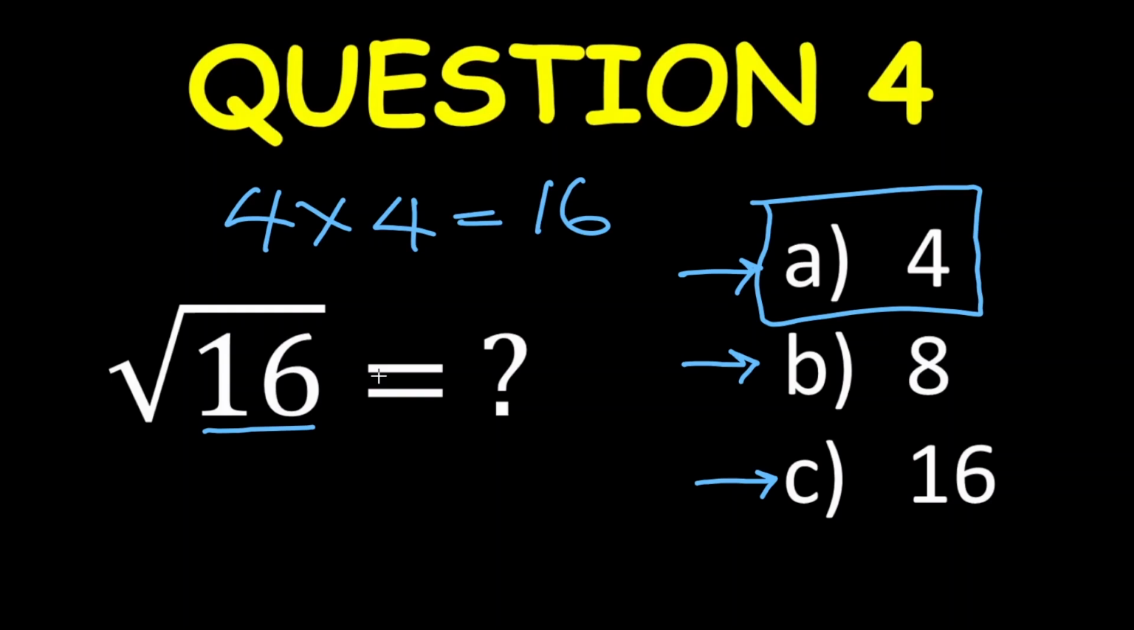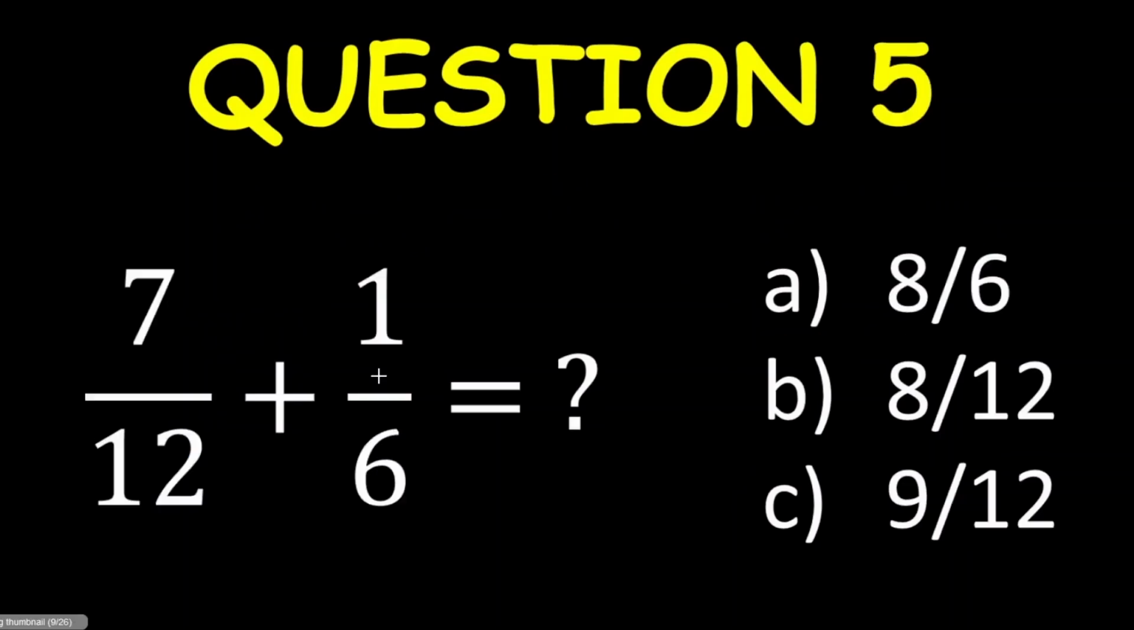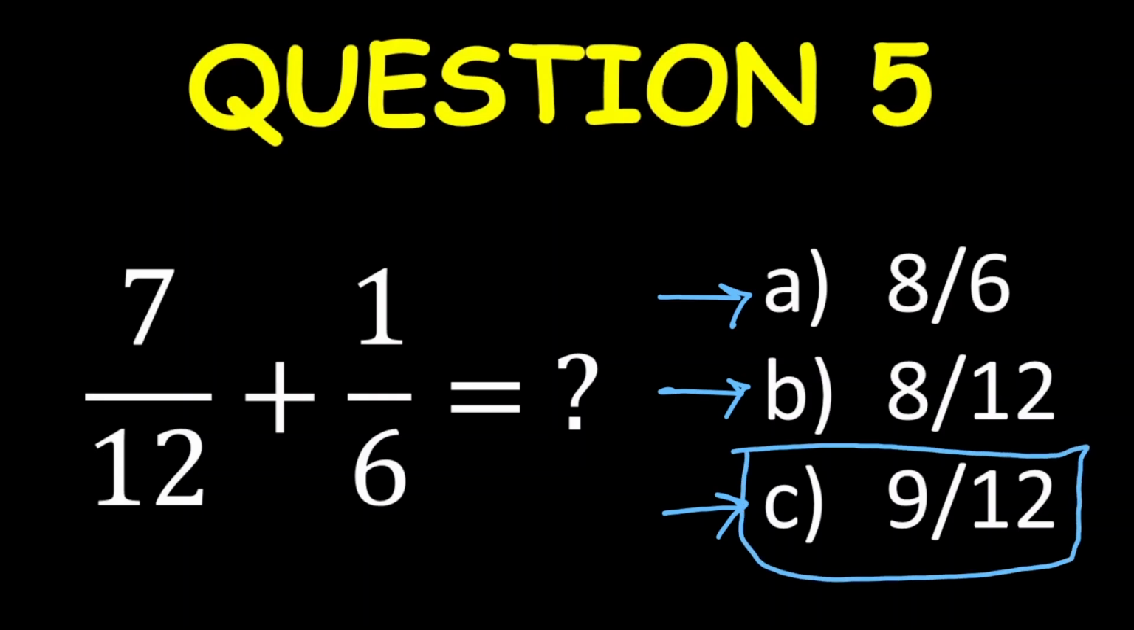Okay, we move to the last question in this section, which is question number 5. So we have 7 over 12 plus 1/6. The options here are 8 over 6, 8 over 12, and 9 over 12. Okay, so 5 seconds is up. We have that the correct answer is C. Okay, let's look at why it is C.